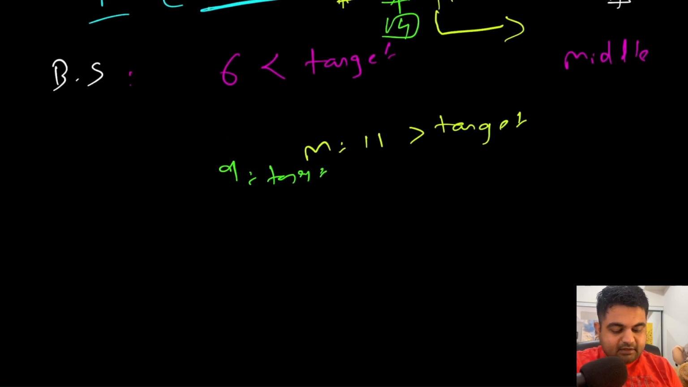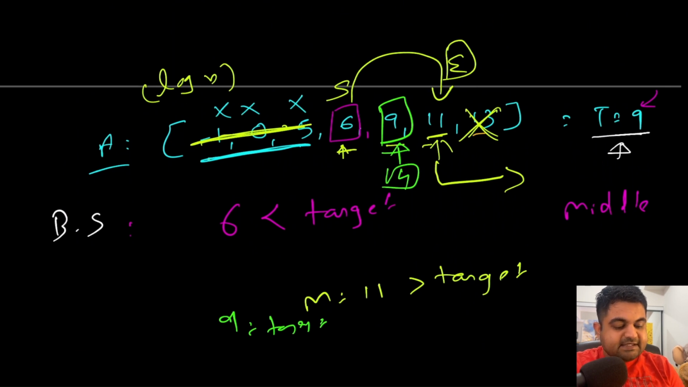And you see that we were originally given 7 different elements, but within just 3 iterations we were able to find whether our target value is present inside the array or not.